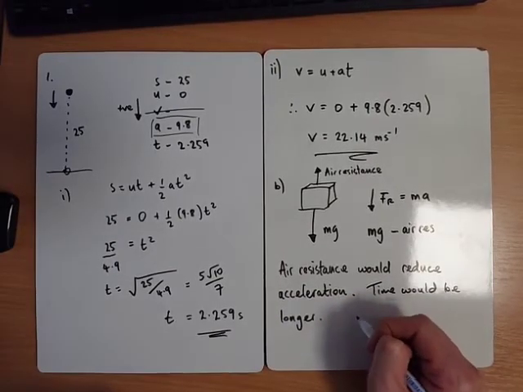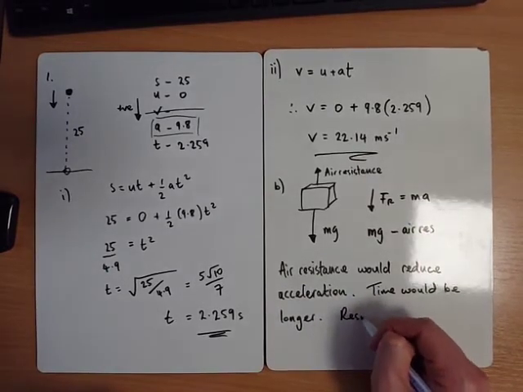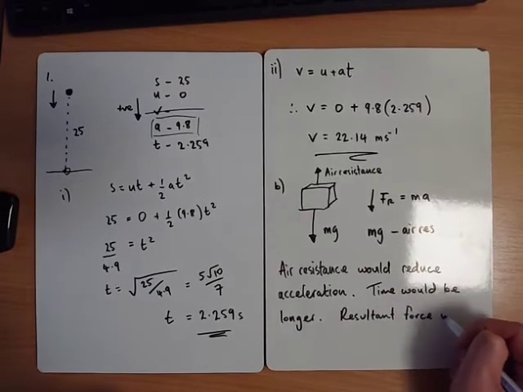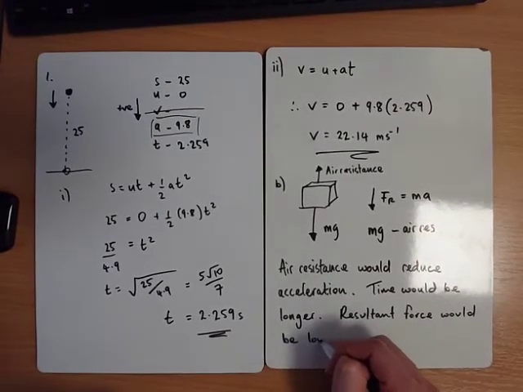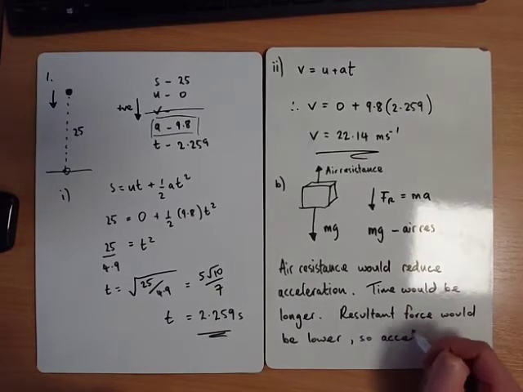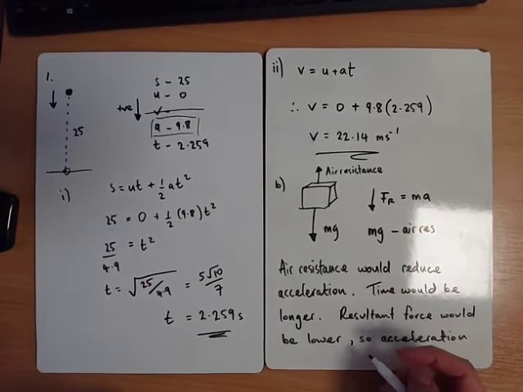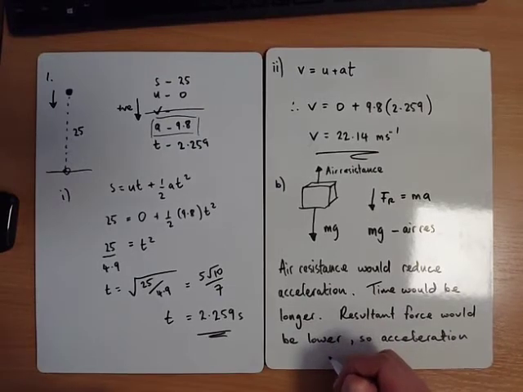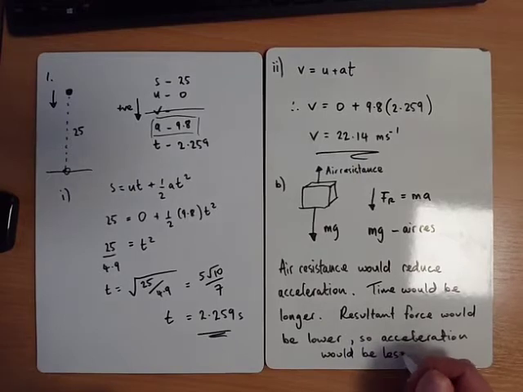You could also mention the fact that if you drew this force diagram out, the resultant force... Looking at the mark scheme, it doesn't mention forces, apart from the air resistance specifically. You could say also the resultant force would be lower, the acceleration would be less. Okay.